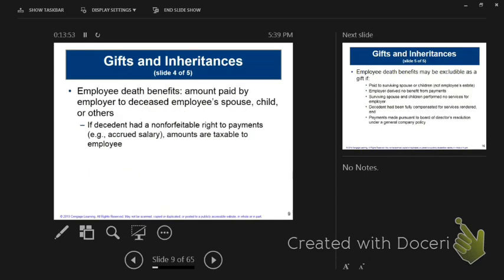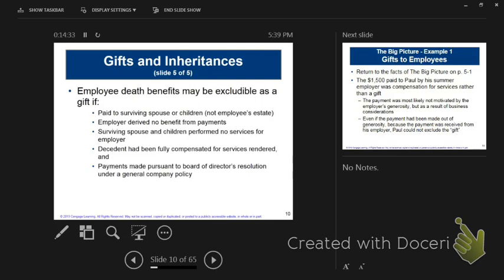All right, the employee's death benefit on gifts, the amount paid by the employer to us is excludable. So if you have a death benefit through your work, that is excludable. If the decedent had non-forfeiture payments, I'm not saying that right, meaning then those would be taxable to the employee. That means that if the decedent had the right to the payments regardless, then those would be taxable. So there's different types of death benefits that you can have, but most of them are not taxable.